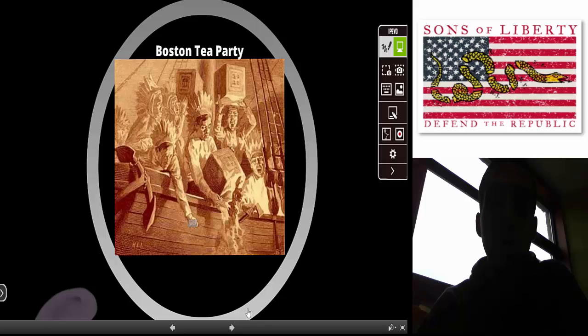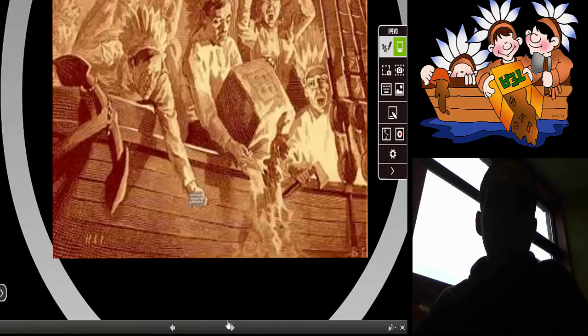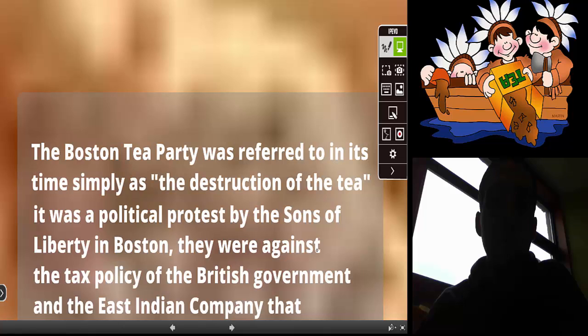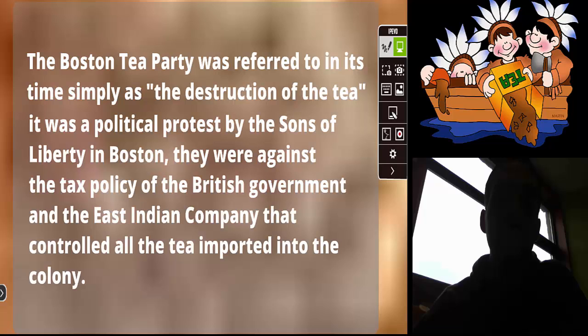Okay, so then we have the Boston Tea Party, which of course was when the Sons of Liberty snuck aboard the British ships with tea and poured it into the harbor. During this time period, though, it wasn't known as the Boston Tea Party. It was just referred to as the destruction of the tea. That's pretty simple. It's a political protest by the Sons of Liberty in Boston.